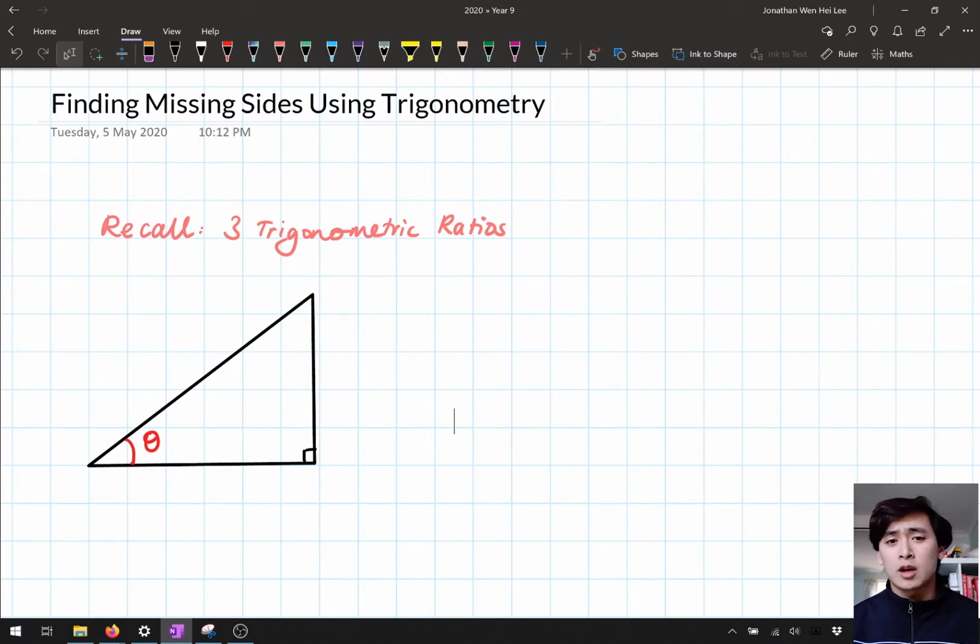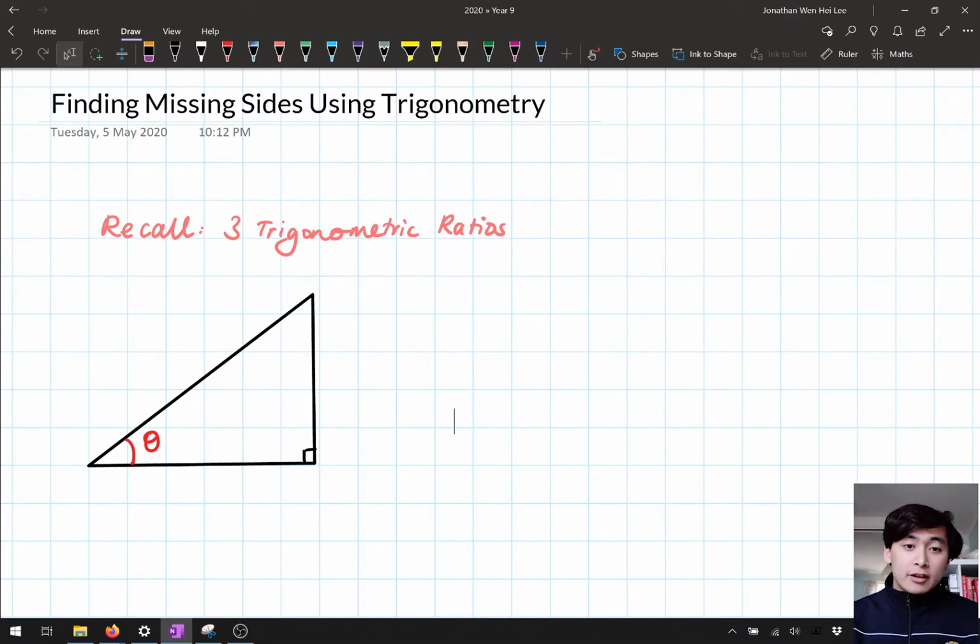Now let me just give a quick recap of what we did in the last lesson. In the last lesson we introduced the topic of trigonometry. Trigonometry is the study of triangles, and in particular we're looking at the relationship between the angles of the triangle and also the side lengths of the triangle.